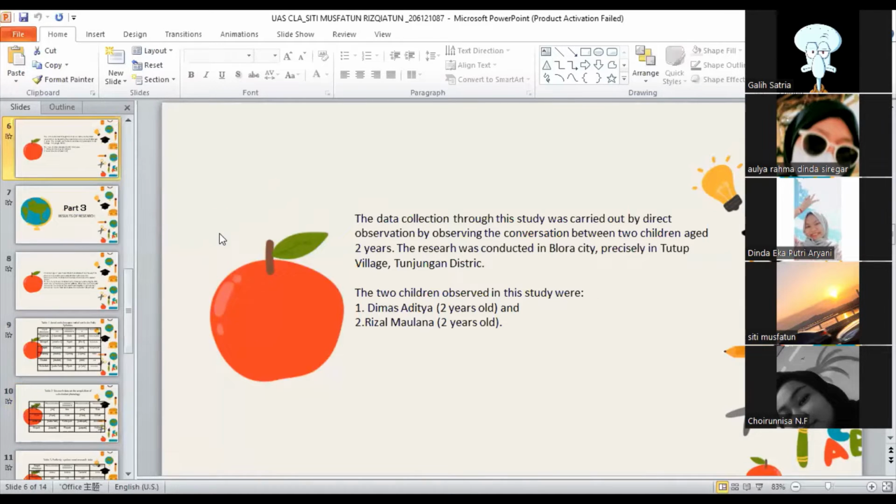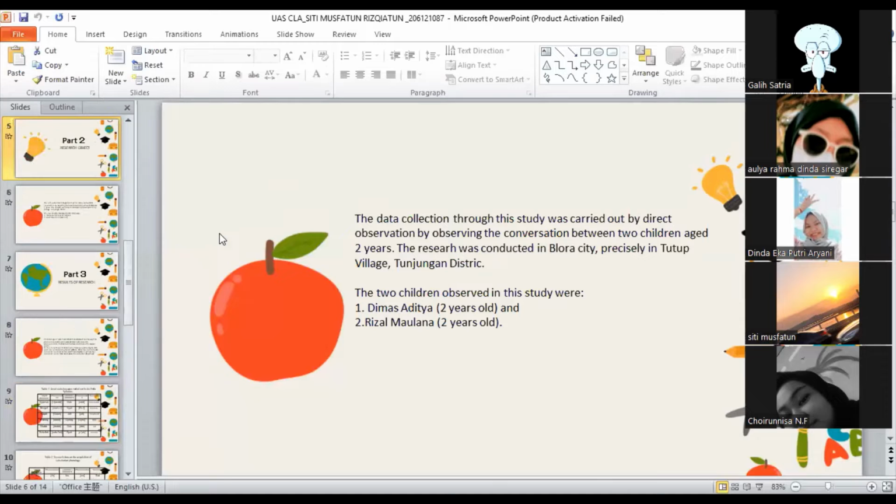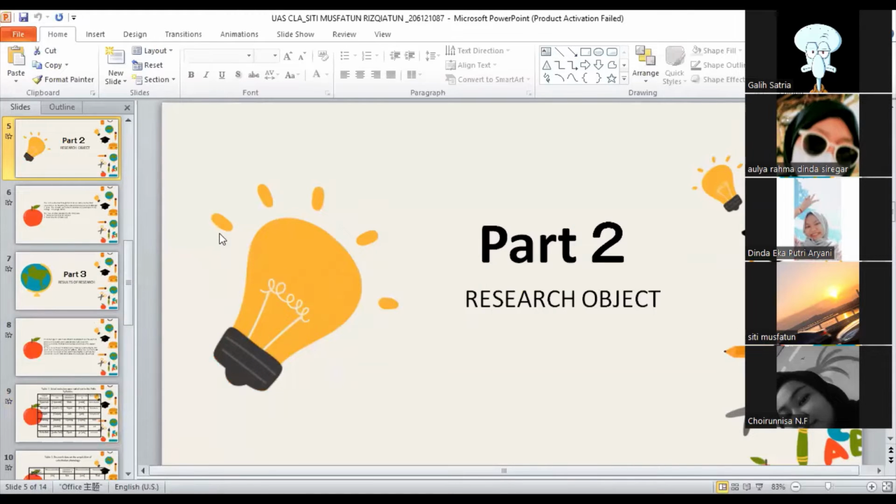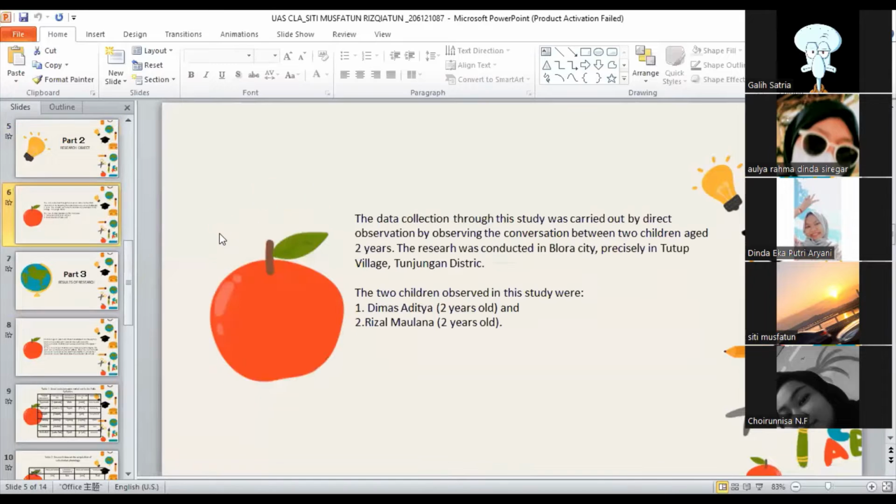And then the next part is the research object. The data collection in this study was carried out by direct observation, observing the conversation between 2 children aged 2 years. The research was conducted in Blora City, precisely in Tutup Village, Tunjungan District. The 2 children observed in this study were Dimas Aditya, 2 years old, and Rizal Maulana, 2 years old. Next slide, please.